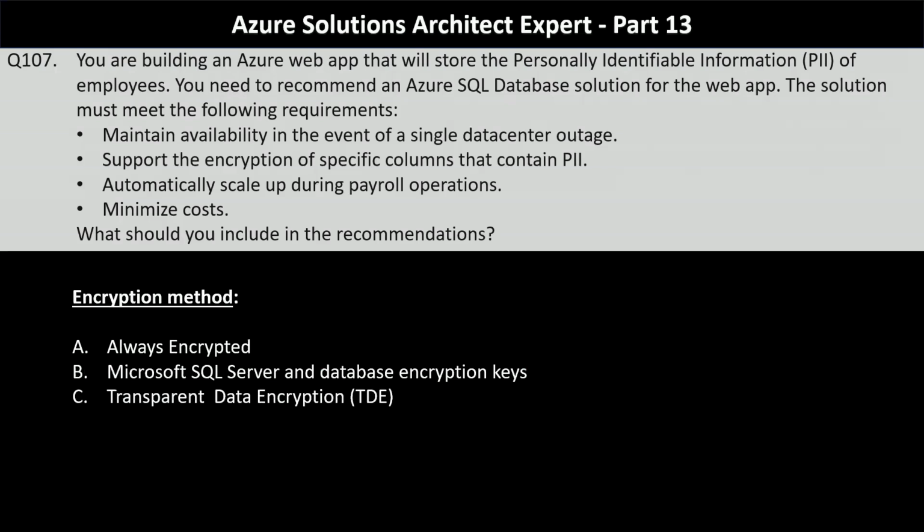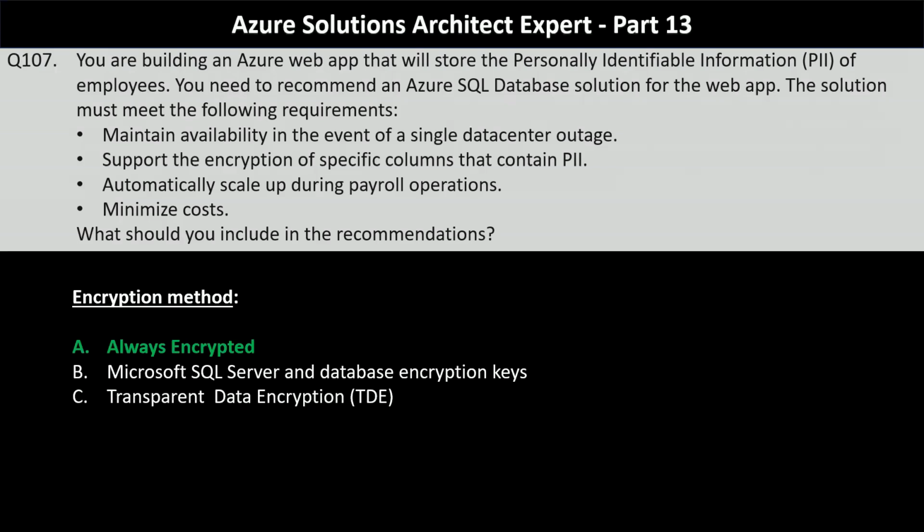Now, the next part of the question is talking about the encryption method that you should include in the recommendation. Your options are Always Encrypted, Microsoft SQL Server and database encryption keys, transparent data encryption. You should use the Always Encrypted method as it allows you to encrypt specific columns in the database, making it an ideal choice for securing sensitive data like personally identifiable information. Encryption and decryption occurs client-side using encryption keys stored outside of the database, ensuring that even database administrators cannot access plain text data.